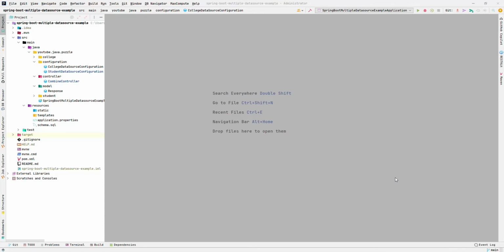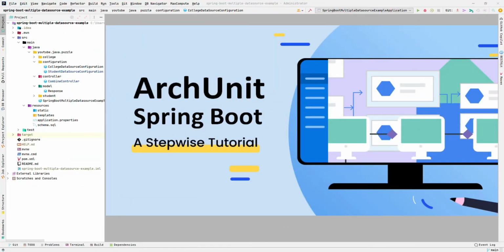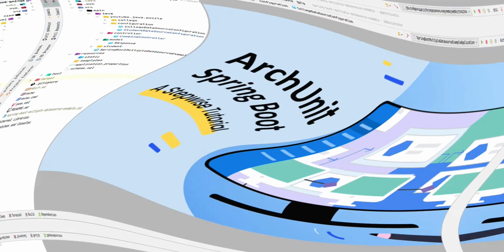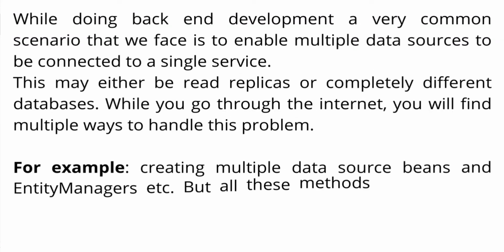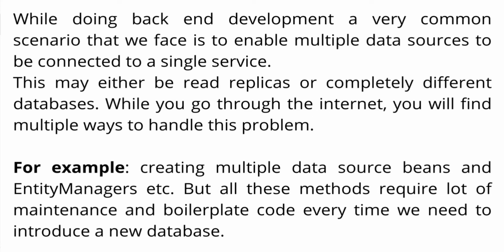This is the continuation of our previous video where we discussed how we can configure multiple databases with Spring Boot. Now we will see how we can do it using our custom annotation, and easily we can do so. While doing backend development, a very common scenario that we face is to enable multiple data sources to be connected to a single service. This may either be read replicas or completely different databases.